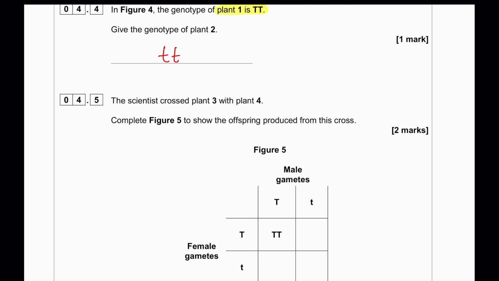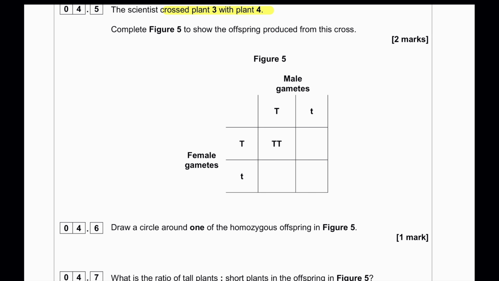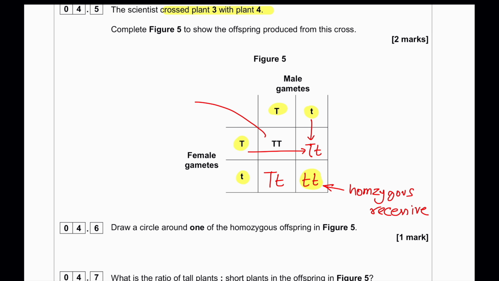The scientists crossed plant 3 and plant 4. Now we need to complete figure 5. In figure 5, we can see both parents that are crossing are heterozygous. So we will take the capital T from this box and the small t from this box to represent capital T with small t, and then we will repeat the same process for the other ones. This gives us only 1 out of the 4 homozygous recessive, and this one is homozygous dominant.